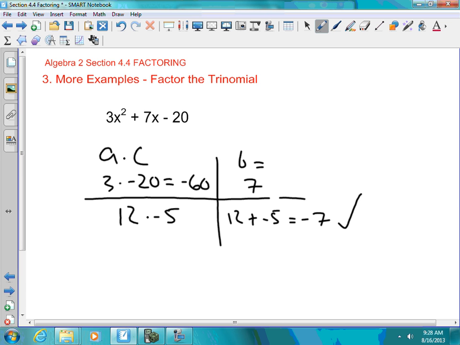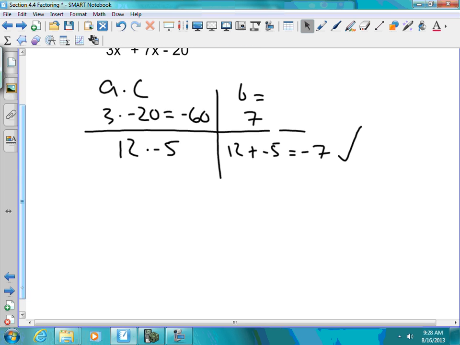Now, obviously, if I was doing this the first time, I probably would have more combinations, 1 and 60, 2 and 30, you know, on and on until we get down to the 12 and negative 5. But as long as you're writing them down systematically, you should be able to start eliminating pairs. I knew one had to be positive, one had to be negative because C is negative. A negative 20 indicates one positive term, one negative term. So just things you should be looking for as you factor if you're going through the process. And believe me, you're going to get better at this. You probably don't believe me right now, but you will.